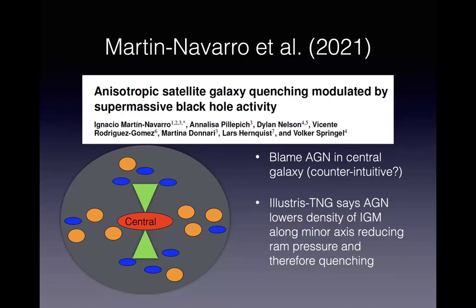And so if there is a lower density of gas here between the galaxies, these blue galaxies here are not experiencing as much ram pressure stripping as the ones along this axis here. They're experiencing more ram pressure stripping. So these are more likely to be quenched than these ones for that reason.